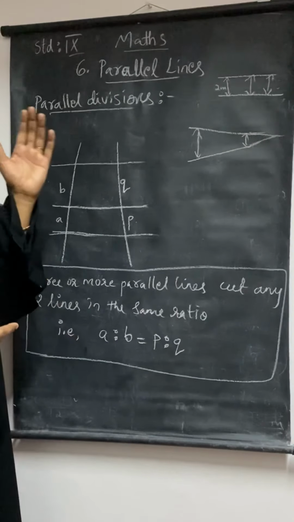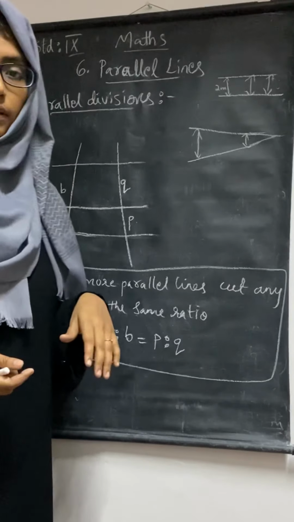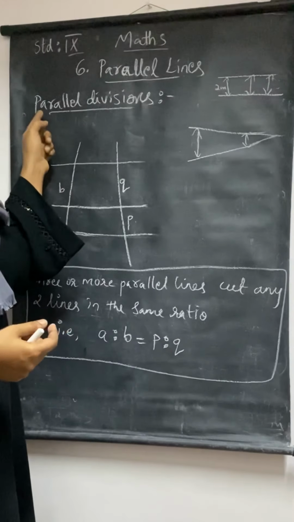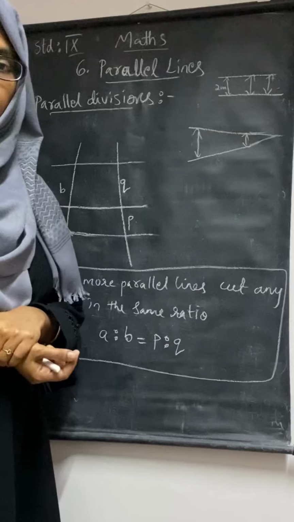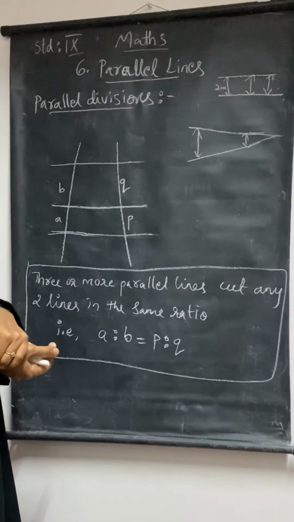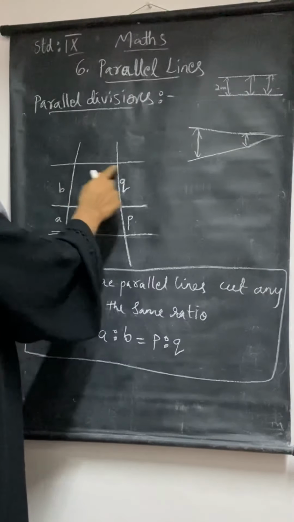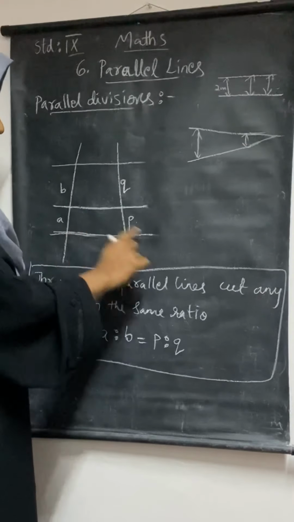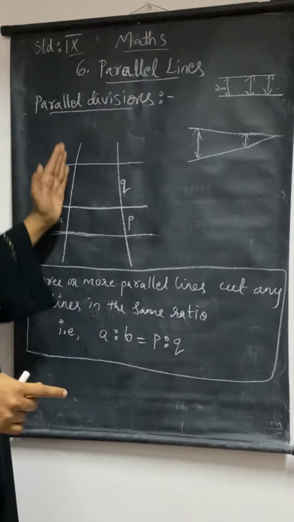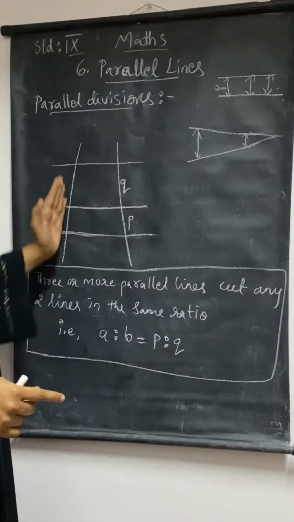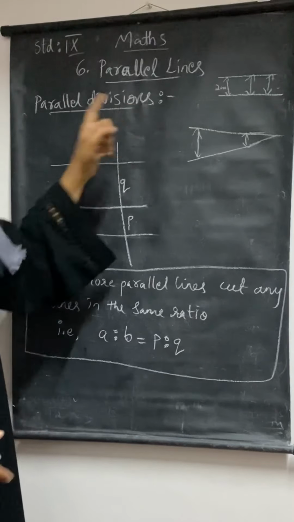Now, moving on in the chapter, we have the side heading, parallel divisions. This part we are going to see. What do you mean by parallel divisions? Dividing the parallel lines. You can see here three parallel lines, 1, 2, 3, and I am cutting them by two lines like this. What happens here? We are going to see. That is the parallel divisions.